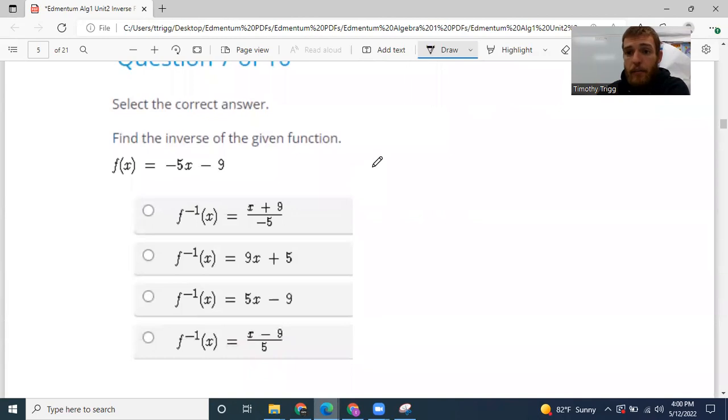This one's the same deal. We just have to find the inverse function. So we have y equals negative 5x minus 9. Replace our x and y with each other, and we're going to solve for y. What do you think our first step here is? Well, we're going to add 9 to both sides of the equation.